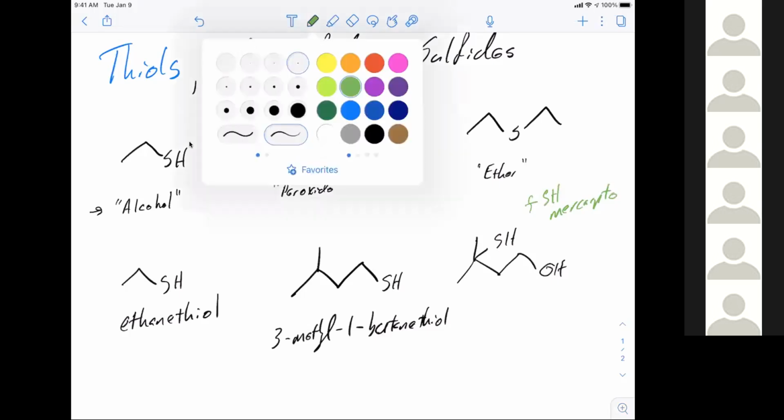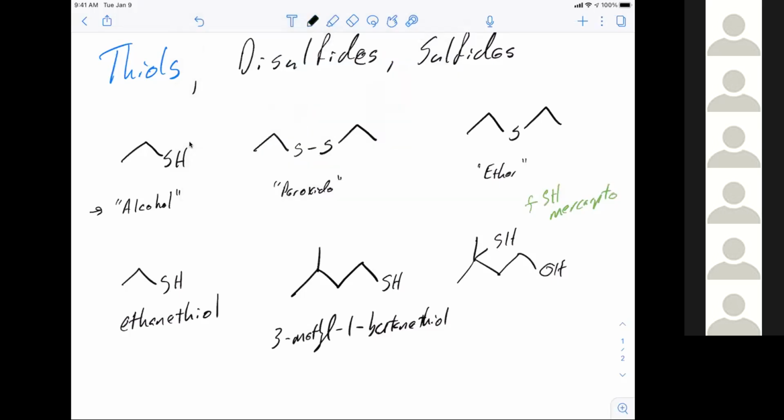Okay, so if we name this one, sorry, I may get into a lot of stories today, but if we look at this one, right, we have 3-mercapto, 3-methyl, 1-butanol. Right, so we're naming it as the alcohol, mercapto being the SH side group name.